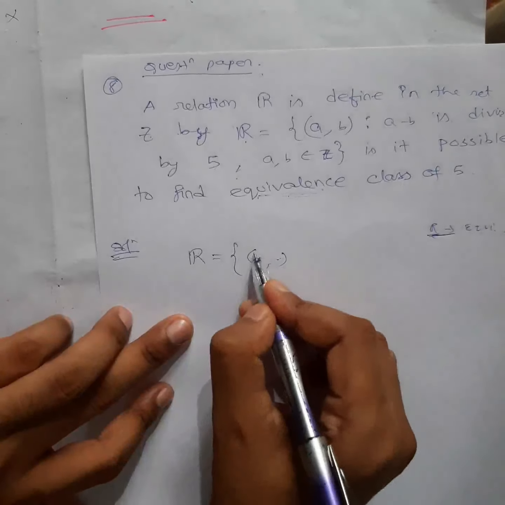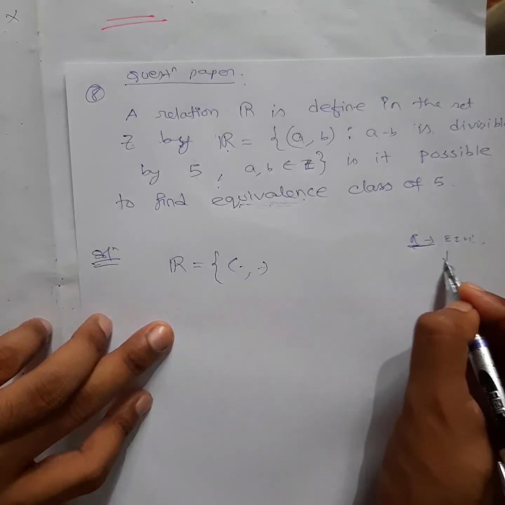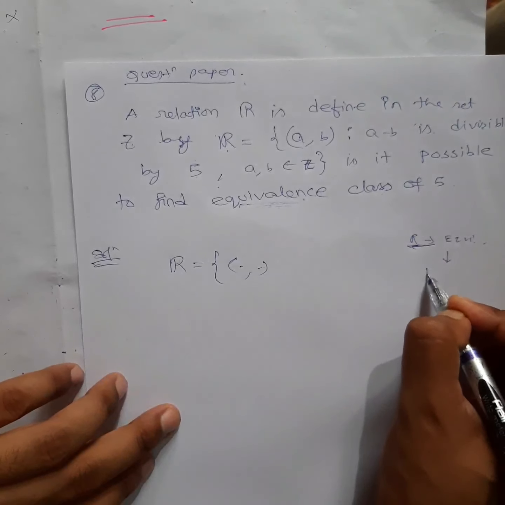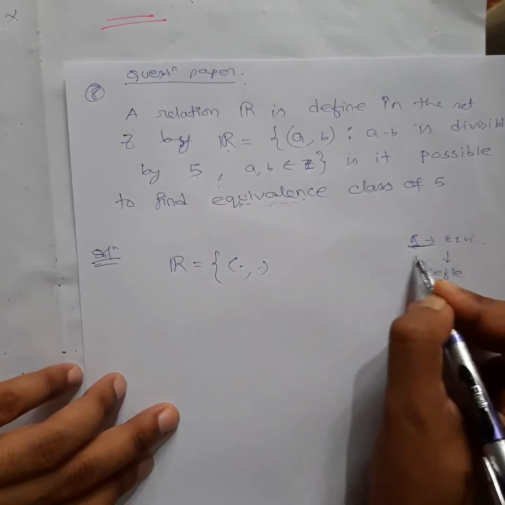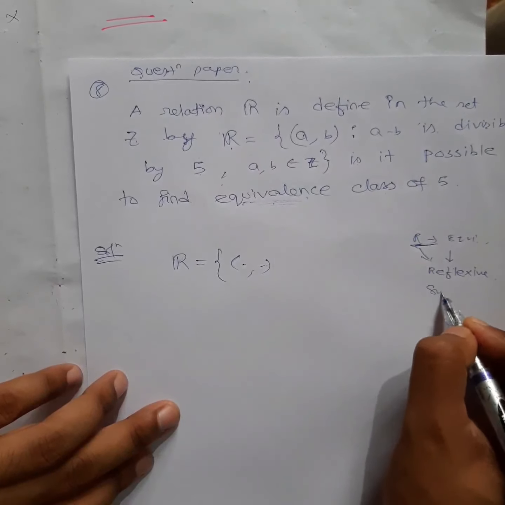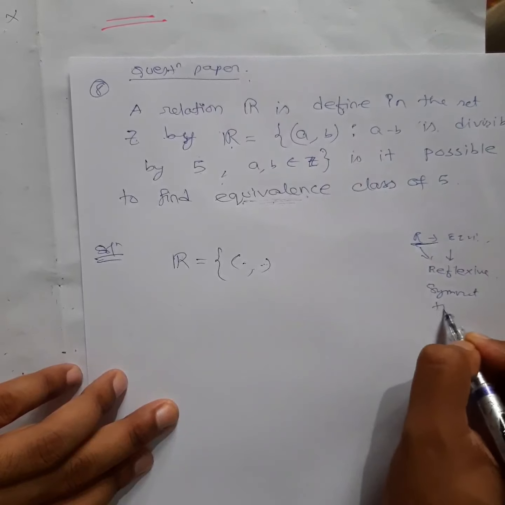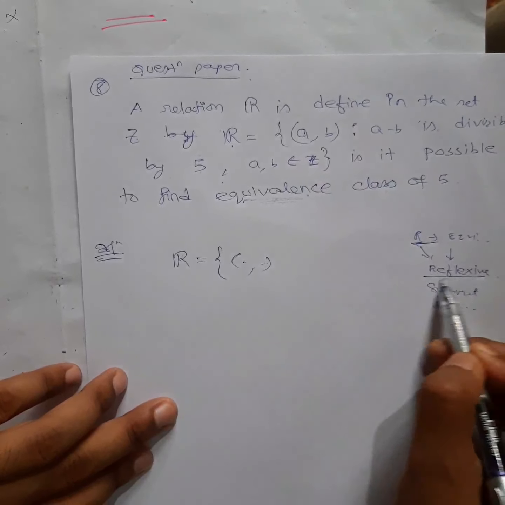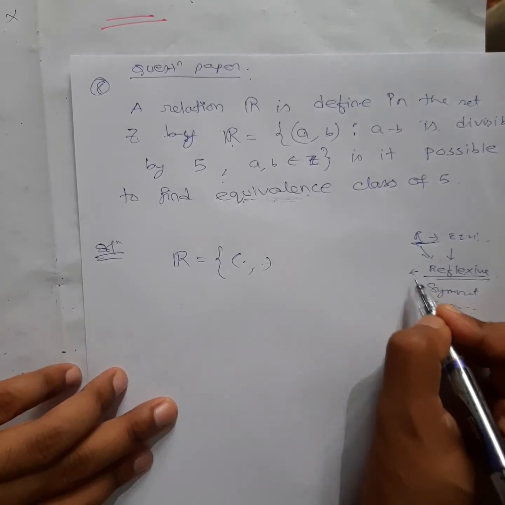So how will I check that? For an equivalence relation, three conditions must be satisfied. What are those? R must be reflexive, then symmetric, and it must be transitive. So reflexive, what was the definition?